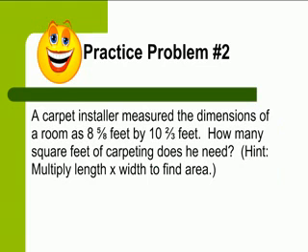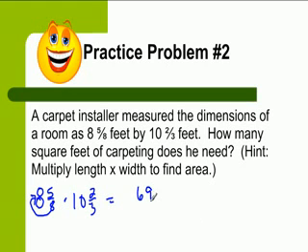A carpet installer measured the dimensions of a room as 8 5/8 feet by 10 2/3 feet. How many square feet of carpeting does he need? Hint, multiply the length times the width to find the area. So we have 8 5/8 times 10 2/3. Well, we need to change that into improper fractions. So 8 times 8 is 64, and 64 plus 5 is 69. So we have 69 over 8 times 3 times 10 is 30. 30 plus 2 is 32 over 3.